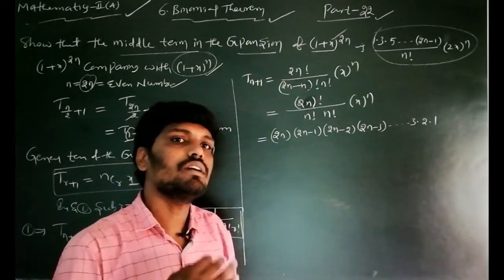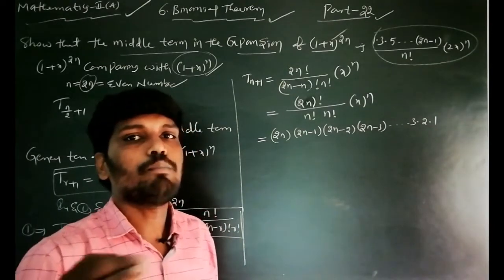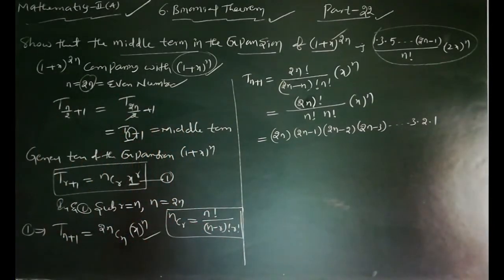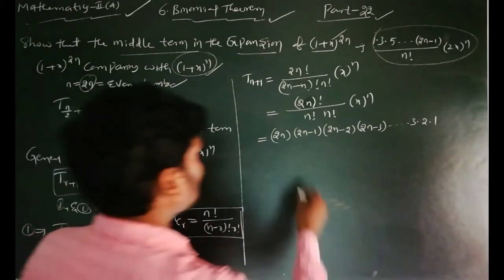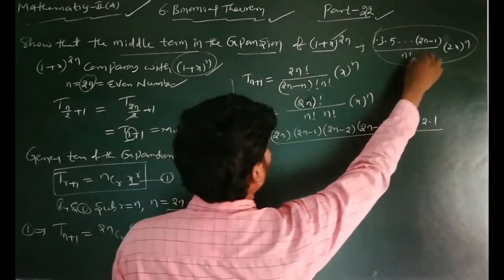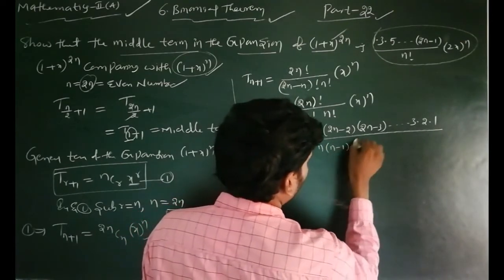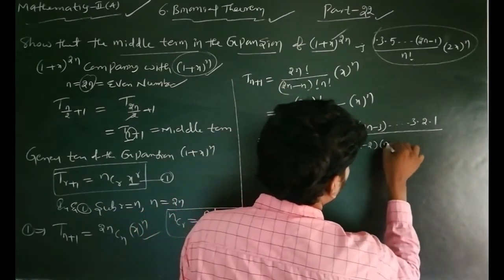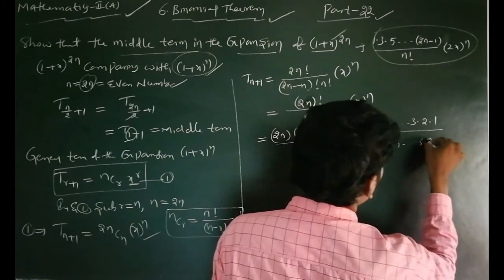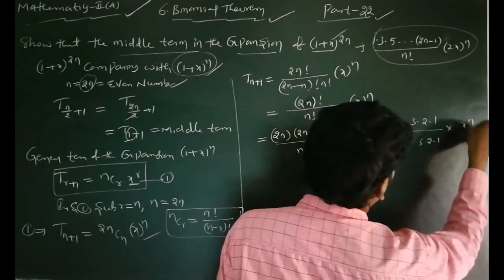Here in the expansion, every factorial, you can subtract 1, 1, 1 subtracted, you get the last term. Next, here n factorial is always common. Remaining n factorial is n into (n minus 1) into (n minus 2) into (n minus 3) into 3 into 2 into 1 into x power n.